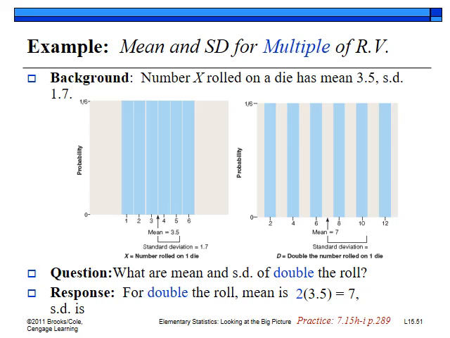Similarly, the standard deviation of 2 times the old random variable will be 2 times the standard deviation of the old random variable. That gives us a standard deviation of 3.4.